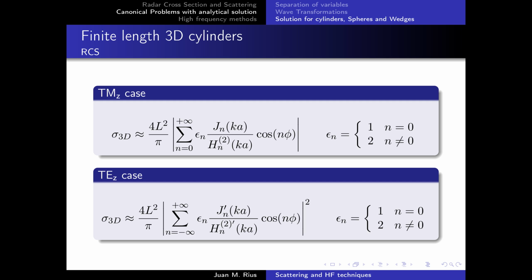This is not the monostatic case, because here we have the variation with phi. So this is the formula for the bistatic RCS for a direction of observation phi and any radius of the cylinder a in the TM case and in the TE case for a finite length cylinder of length L much larger, or just larger, than the wavelength.